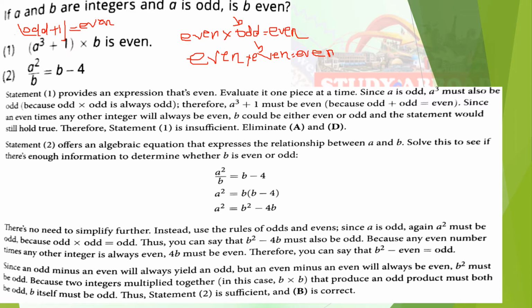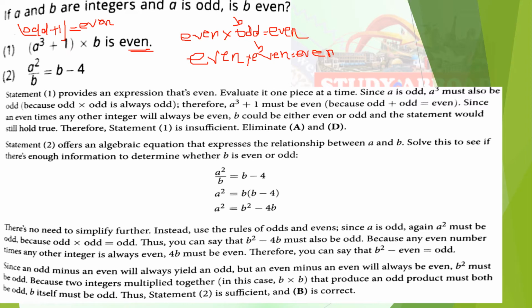Okay, I hope all of you understood. A is odd, so odd into odd into odd is odd only. Plus 1 is even. Even into odd is even, and even into even is also even. So finally you get even from the first statement. We don't know the value of B; B may be odd or even. From the first statement alone you can't determine it.